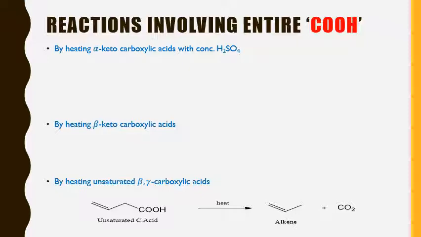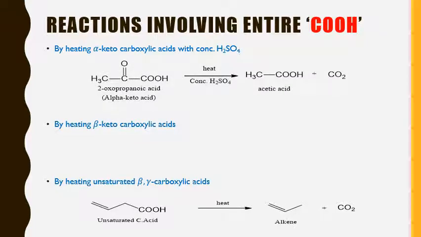So how does alpha keto carboxylic acid behave? What are these? When you have a carboxylic acid functional group, the adjacent carbon is called alpha. If you have a carbonyl functional group, especially a keto functional group, on this alpha carbon, then such carboxylic acids are called alpha keto carboxylic acids. Taking these alpha keto carboxylic acids and heating with concentrated H2SO4, you will have a removal of carbon dioxide, which leads to the formation of your normal carboxylic acid.